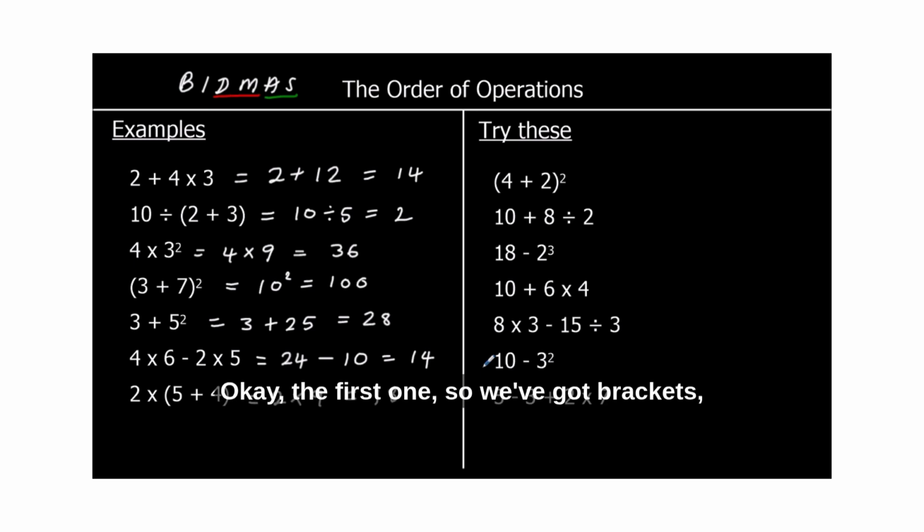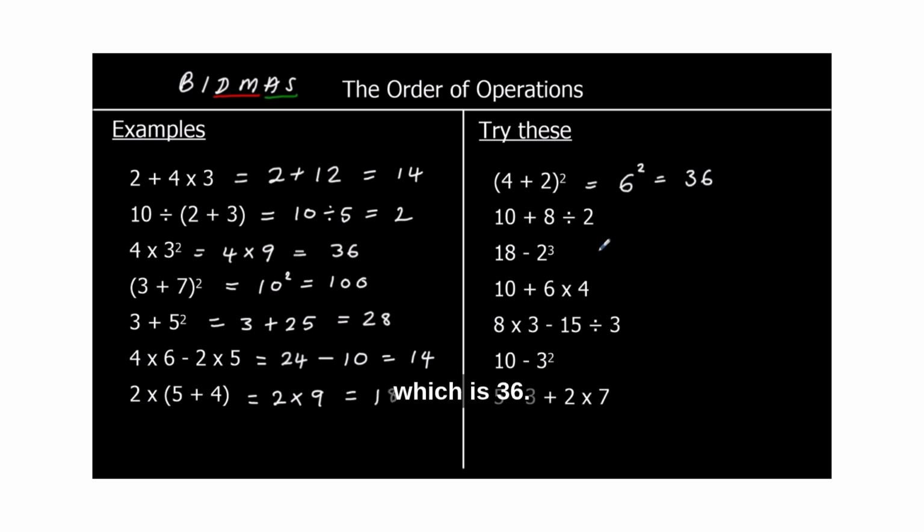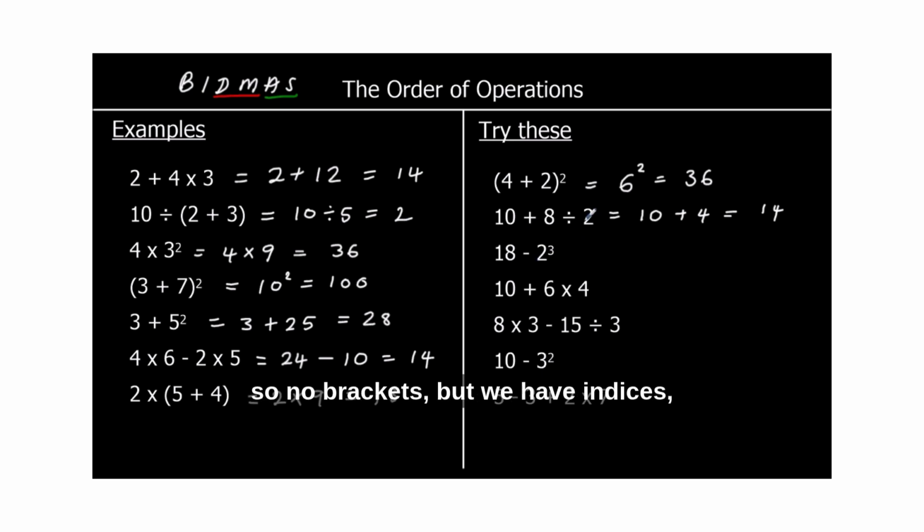Okay, the first one, so we've got brackets, so we'll do that first. 4 plus 2 is 6, so we've got 6 squared, which is 36. The second one, no brackets, no indices. We do have division, so we'll do that first. And it's 8 divided by 2, which is 4. So 10 plus 4, 14. Thirdly, 18 take away 2 cubed. So no brackets, but we have indices. So 2 cubed means 2 times 2 times 2, and that is 8. So we've got 18 take away 8, which is 10.